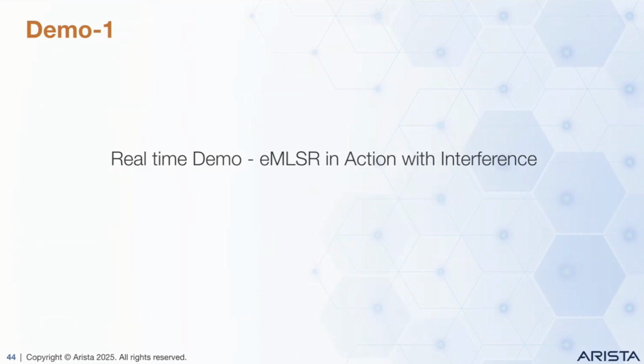So in this demo, what we are going to do is have a Google Pixel 8 participating in EMLSR mode, and then we will strike the interference on the 6 gigahertz band, and then we will see how the client dynamically switches over between two links.